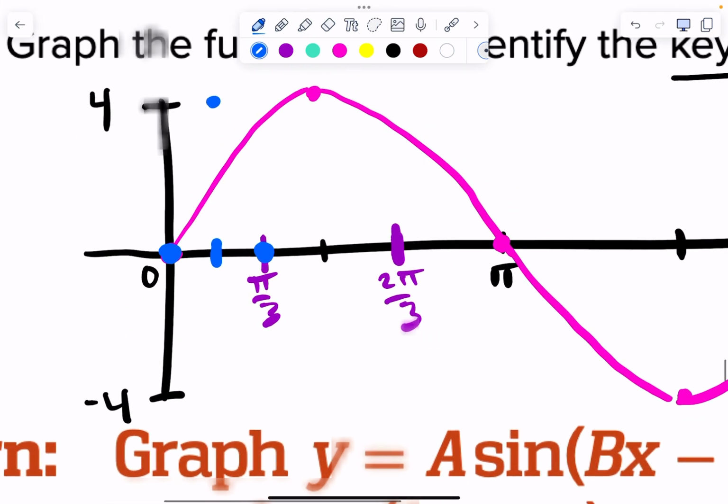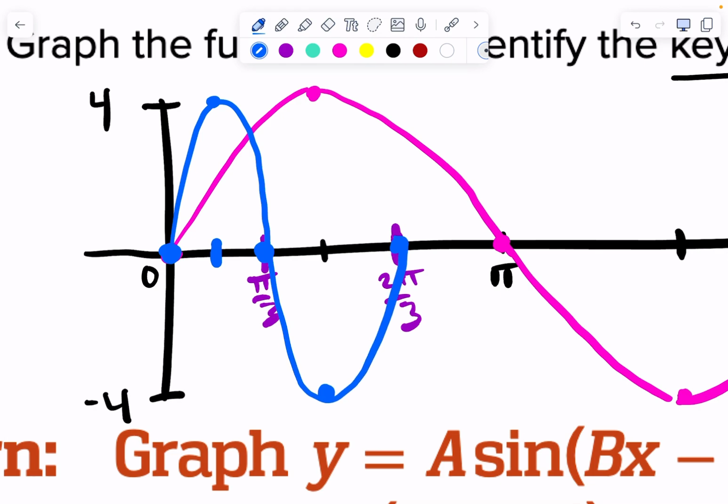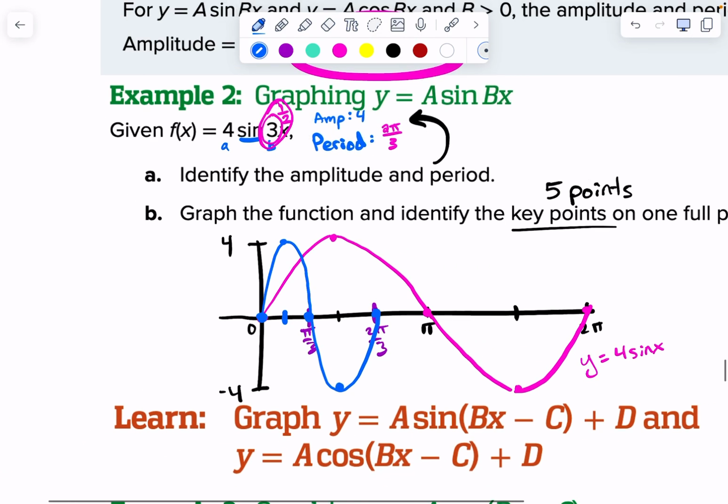Then at the halfway point, which is actually pi over 2, he's going down there, and then back up to there. And so this is what the curve looks like. I made him taller than he was originally, the original sine. He's 4 tall and 4 short.